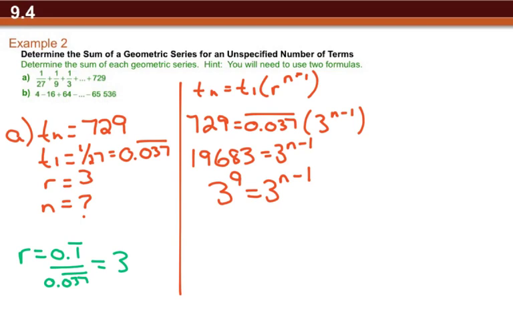Now that we know this, we can actually cancel off the 3's and deal with the exponents individually. So we know that 9 is n minus 1. Move the 1 over, and we get that n is 10. Now that we have what n is, we can go back to the geometric series formula, and we can figure out the sum.